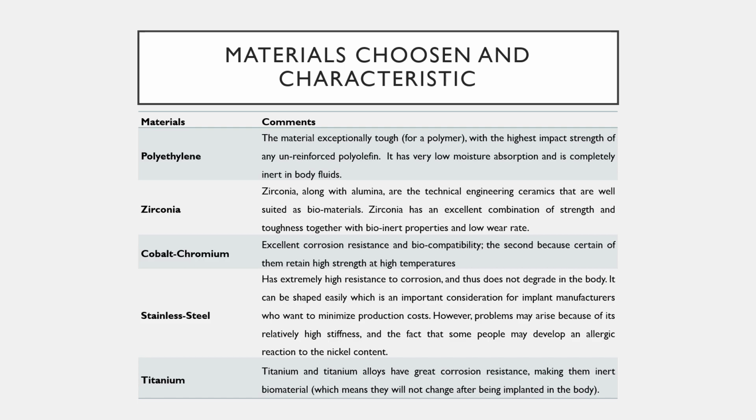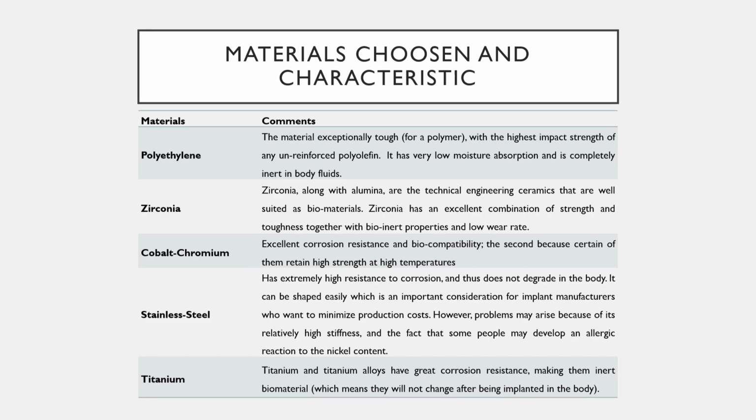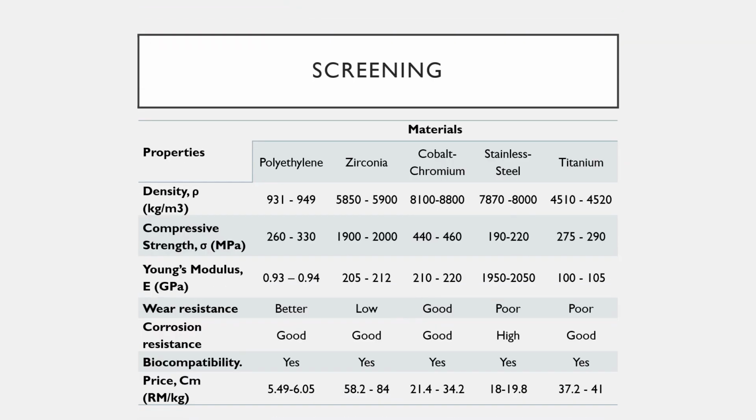After doing the translation, we create a graph from the constraints, focusing on the material index, to find the well-suited material for the knee implant. There are five materials identified as the best materials, which are polyethylene, zirconia, cobalt chromium, stainless steel, and titanium.